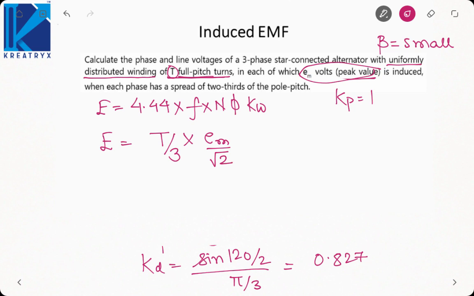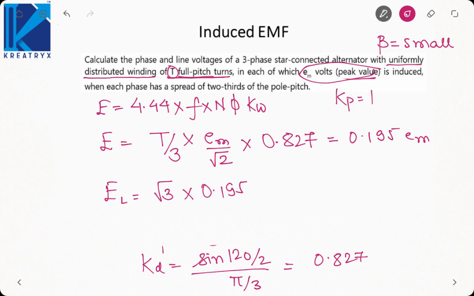In order to make it RMS, EM by root 2 into kW, which will essentially be Kd, because Kp is 1. So it will come out to be 0.195 EM. What about line voltage? Multiplied by root 3, because it is star connected. So this will turn out to be 0.3376 EM. So that is how you can calculate the induced EMF in any alternator when you are already aware about the winding orientation.